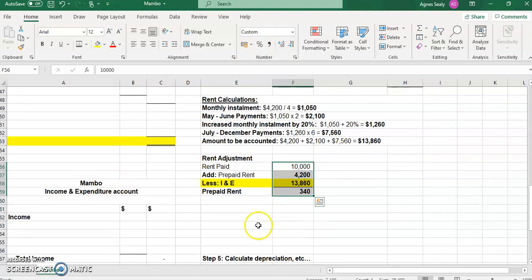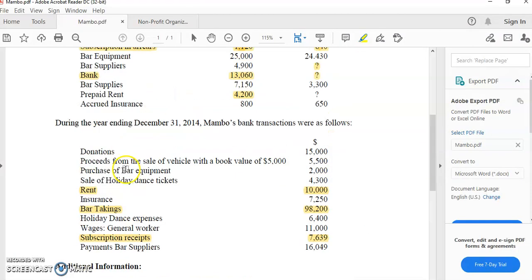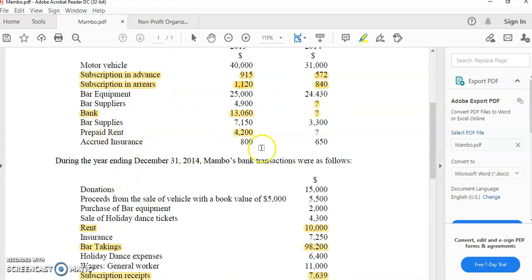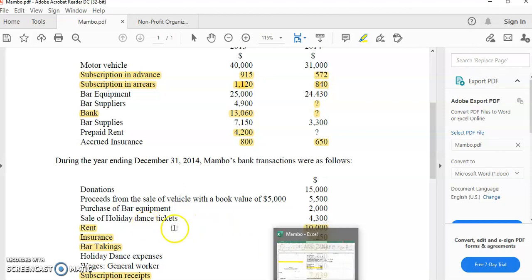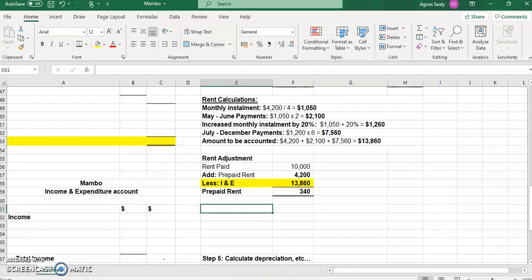Okay, so now let's make an adjustment for the next one. We have to adjust the insurance, because here we have accrued insurance at the beginning and accrued insurance at the end. This is a classic example where we can do our adding and subtracting and come up with what should be going into our income and expenditure account. And then here we have accrued at the beginning, accrued at the end, and what was paid during the year, $7,250. So we're going to start with that $7,250. So let's adjust for our insurance.